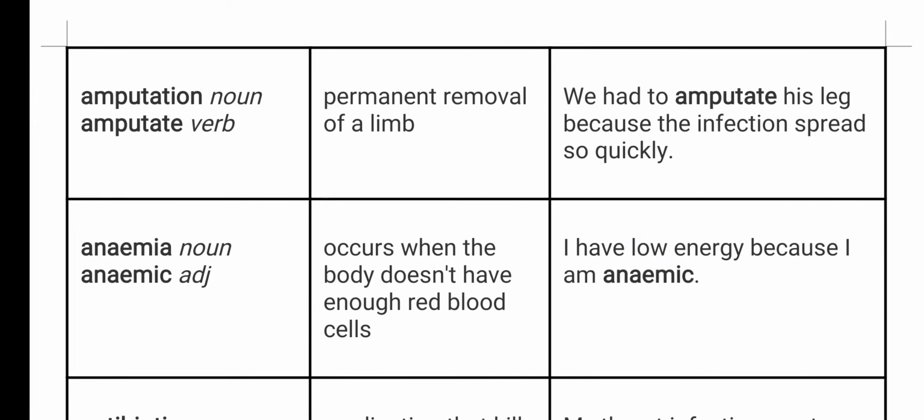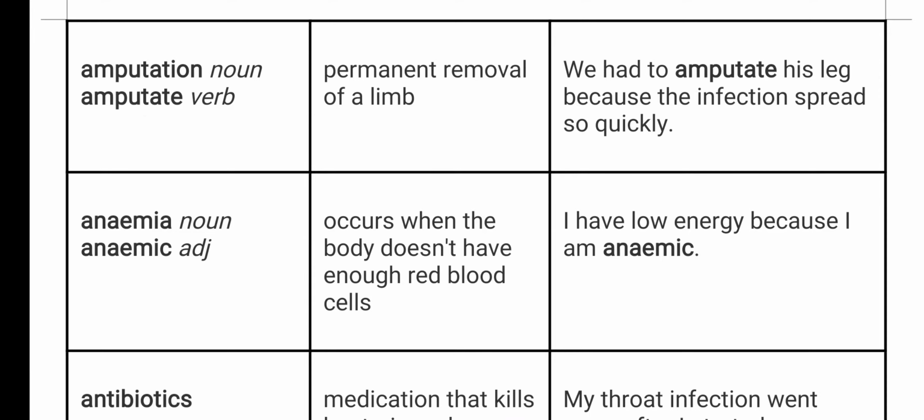We call them limbs, okay? Anemia, or anemic, means a person who has blood loss, but not as in bleeding. Anemia could be a result of bleeding, but anemia itself is a condition, I think, where there is less iron in the body of the patient, the person.